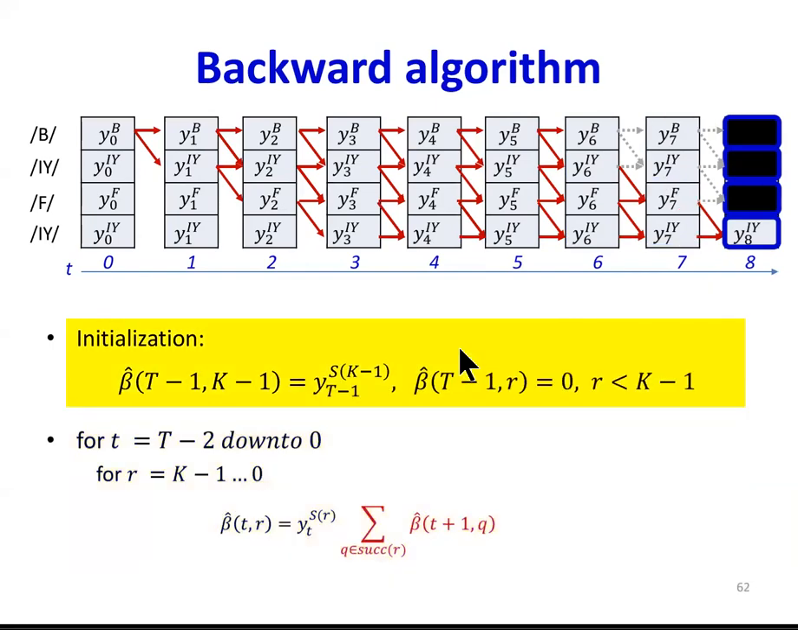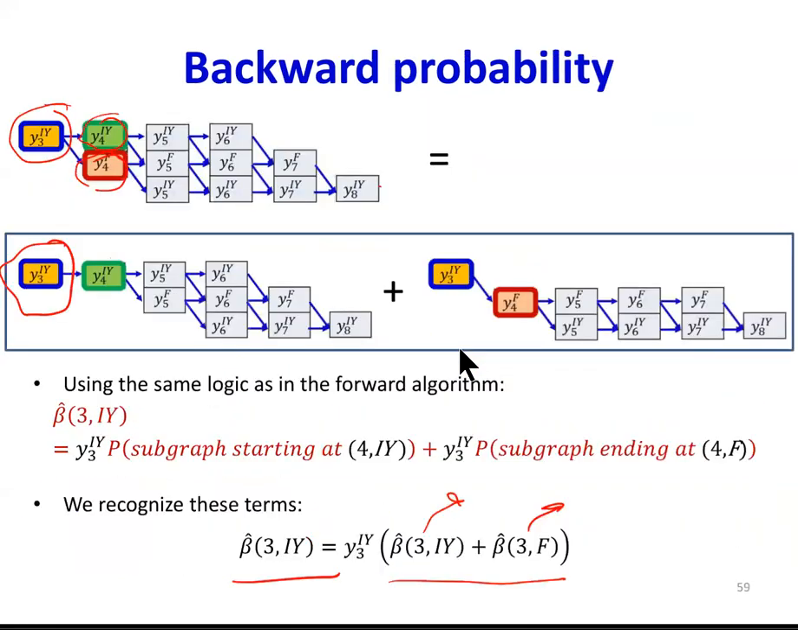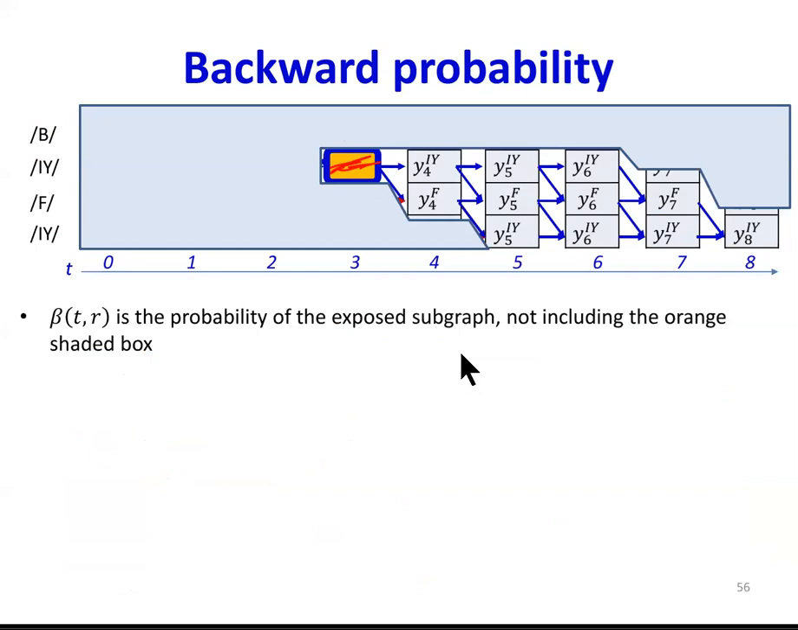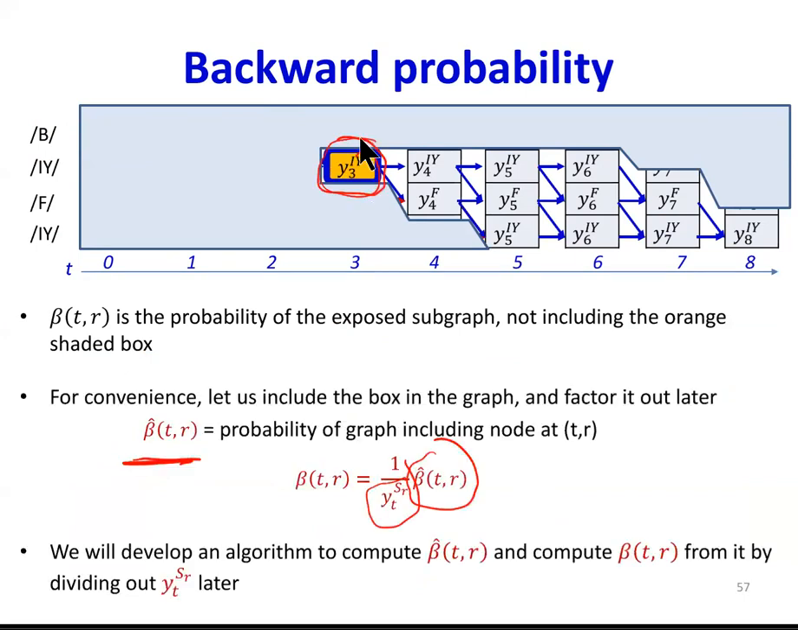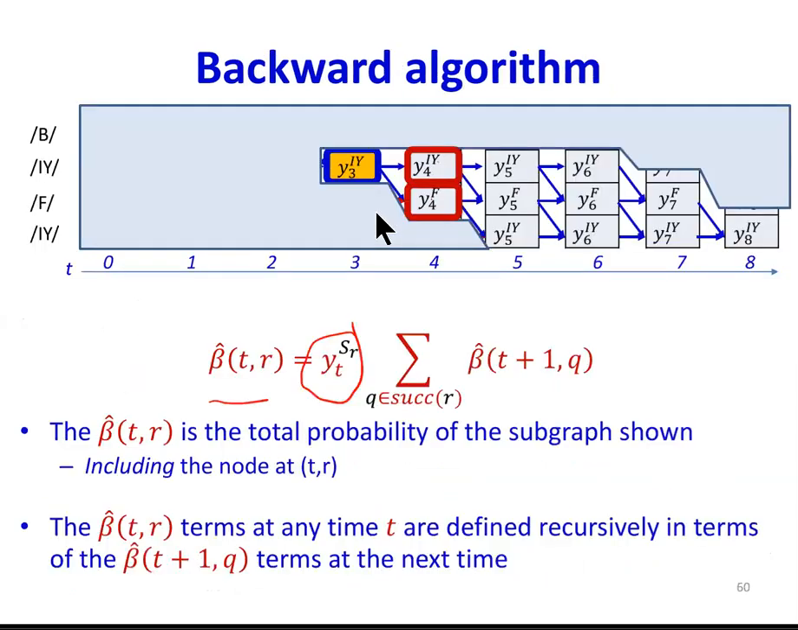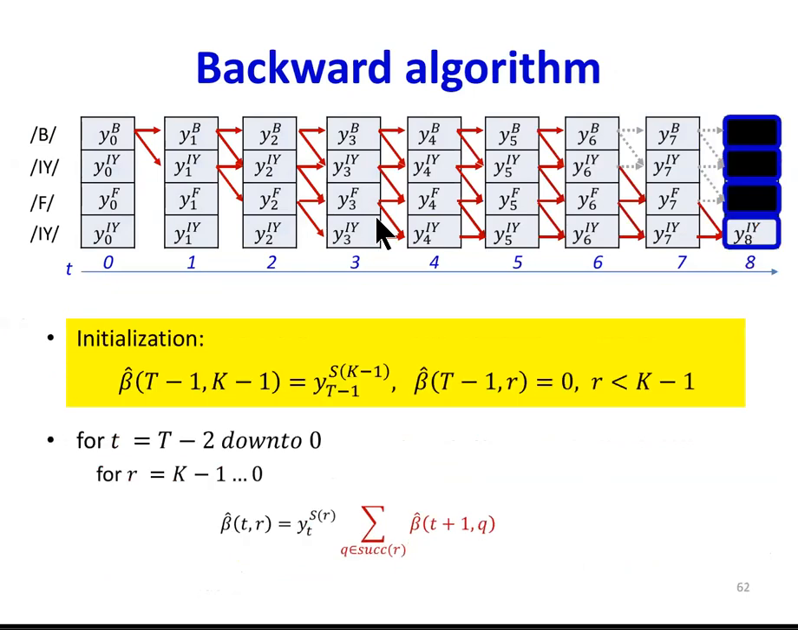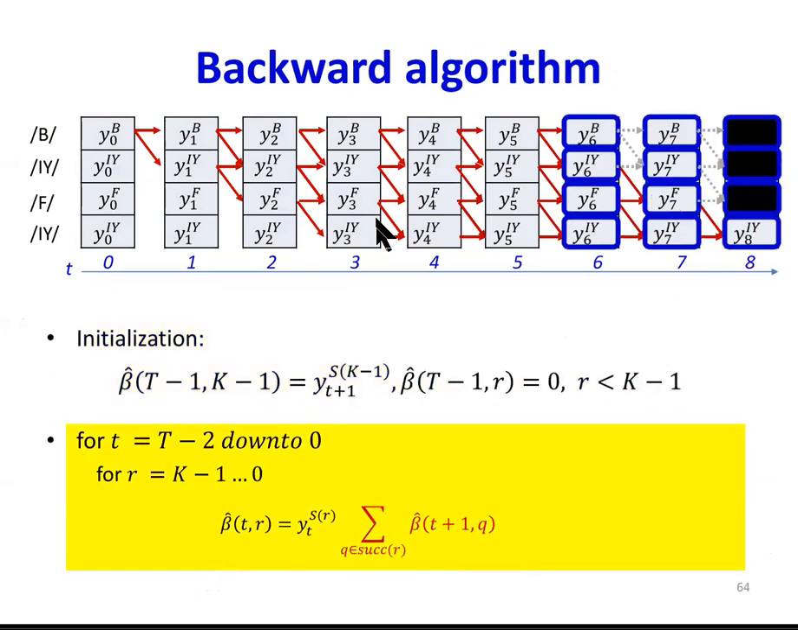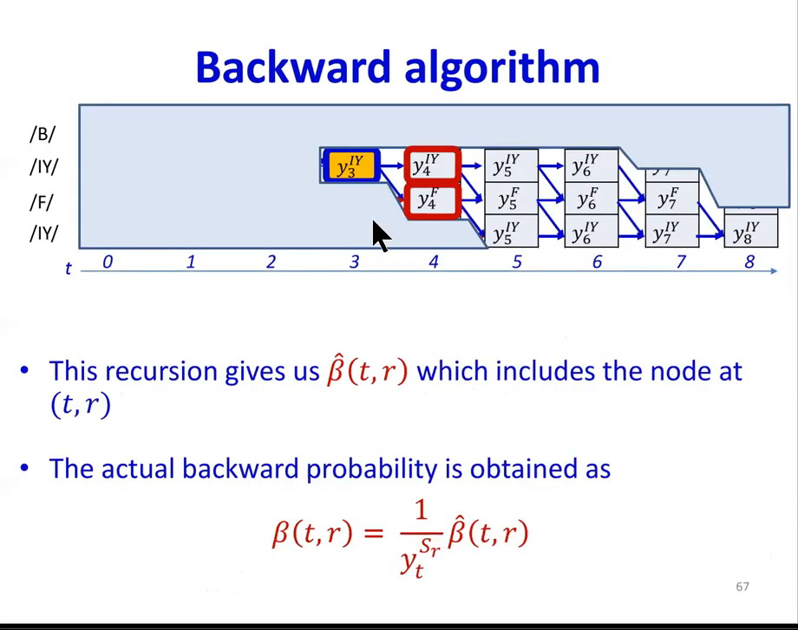I want to note the distinction between these guys. What we wanted was this, not including the node. But for simplicity, we also included the node, and that gave us beta hat, right? So YE8 is included. But once you've got the beta hats, what you want to do is convert the beta hats to the betas. To convert the beta hats to the betas, you divide by the probability of the node itself, right?